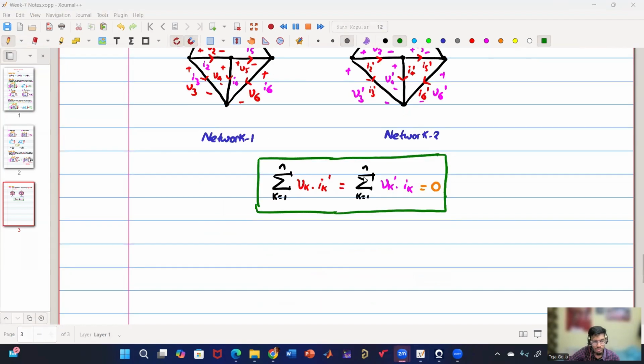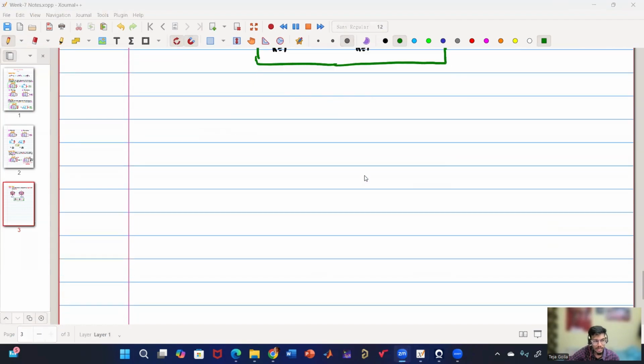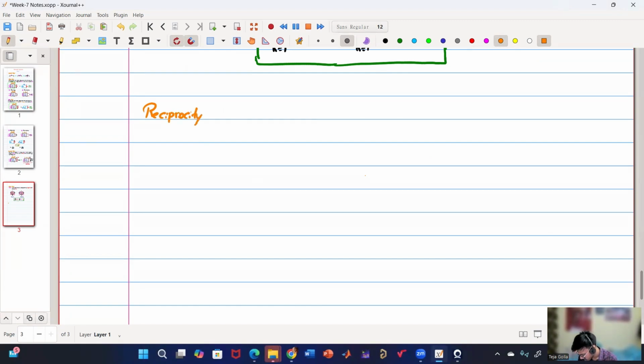Okay. So now we are going to the last theorem that we'll be discussing in today's class, which is the reciprocity theorem. What does it say and what does it mean?